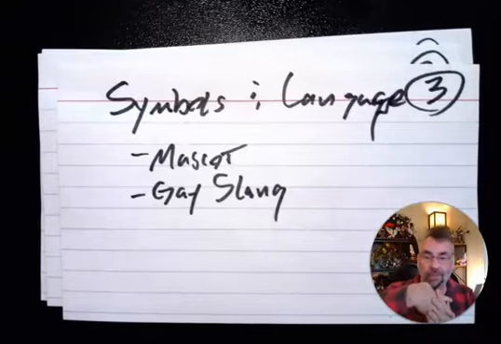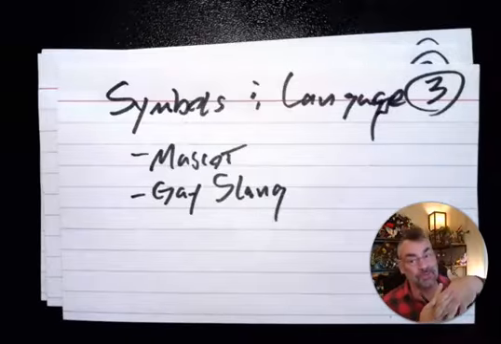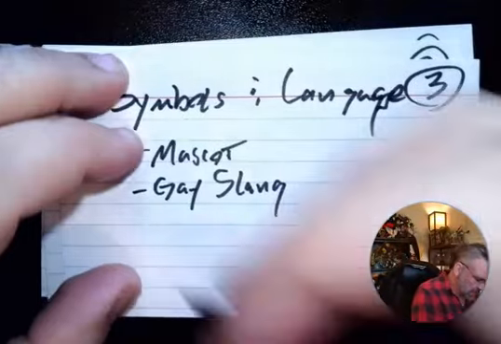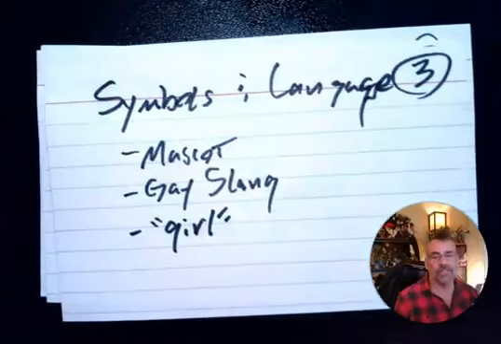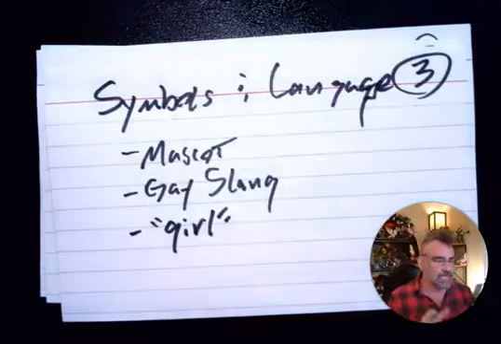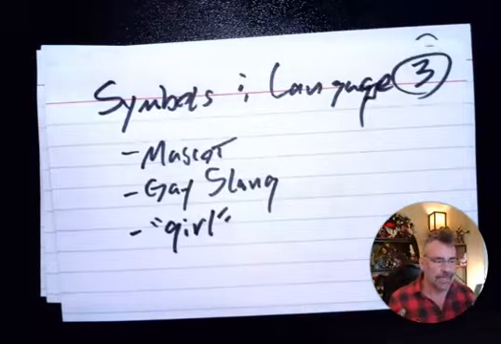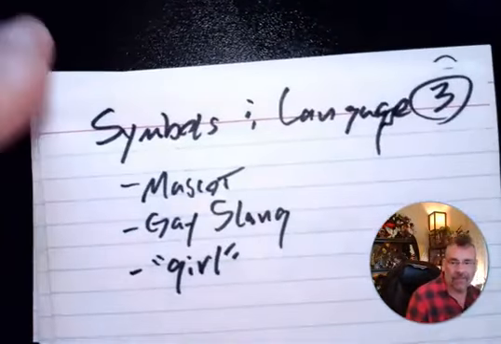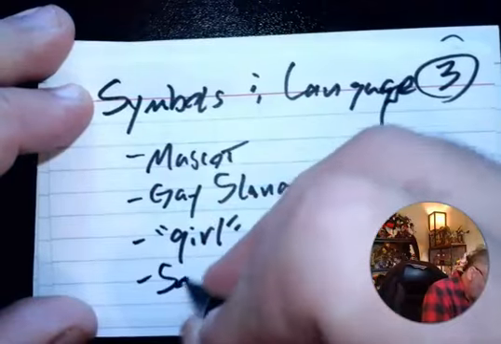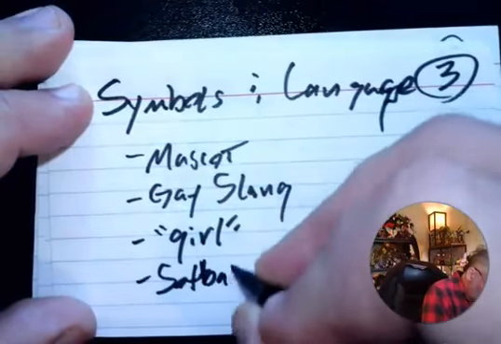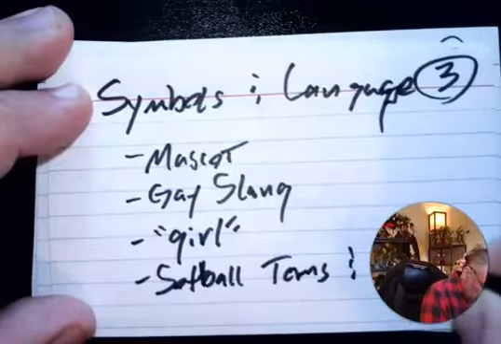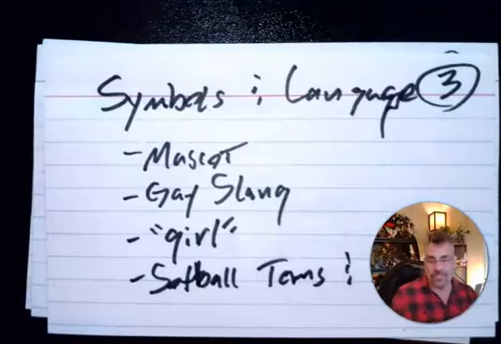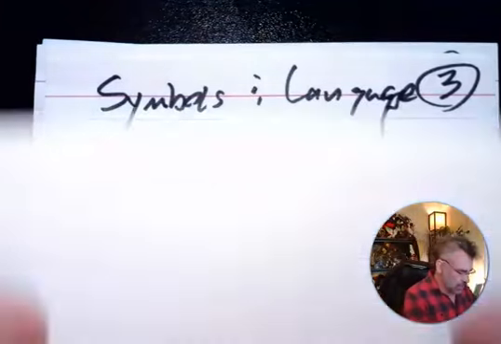Because we use a lot of the same words that normal softball teams use. We also don't. And then there are other things, like the way we use the term girl is pretty specific. So symbols and language: mascot, gay slang, the way we use the term girl. Anything else I could think of? Softball slang. Oh man, I hit that thing again. Sorry, folks. Softball slang. Maybe I'd want to talk about that. Softball terms and slang. All right, so I got 2 down, just need 2 more. So that's symbols and language.